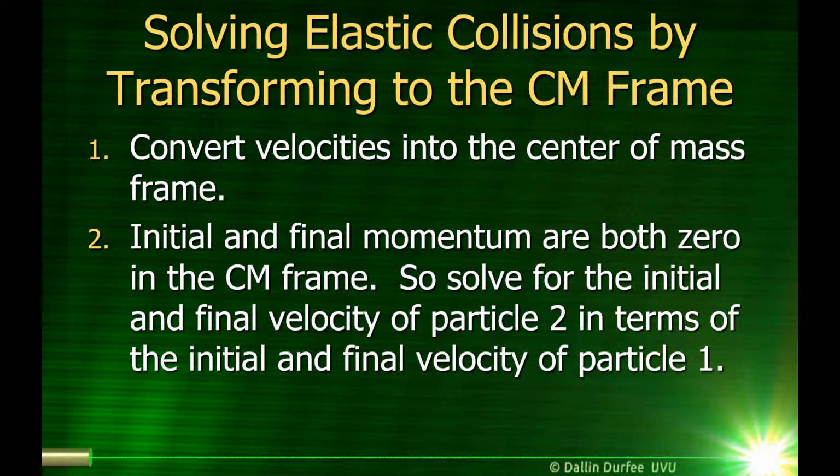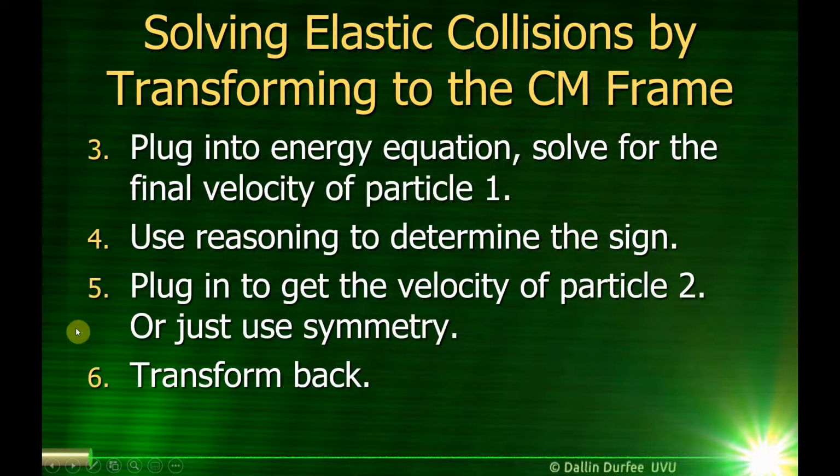Remember, in a previous video, we talked about how the initial and final momentum are both 0 in the center of mass frame. So you can solve for the initial and final velocities of particle 2 in terms of the initial and final velocities of particle 1, then plug that into the energy equation to solve for the final velocity of particle 1. And it turns out there's going to be some ambiguity about the sign.